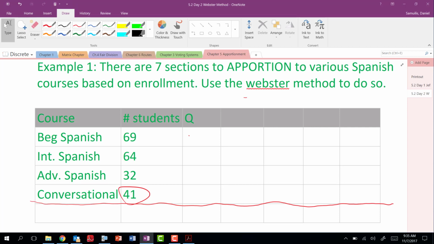All right, so there are 7 sections to apportion. Now just get in the spirit of the question that we're going to apportion. That means we're going to divide these up in some sort of way, but we can't have a fractional section, so we'll do it in the spirit of Webster. So we're going to use Webster to do so just to practice the idea.